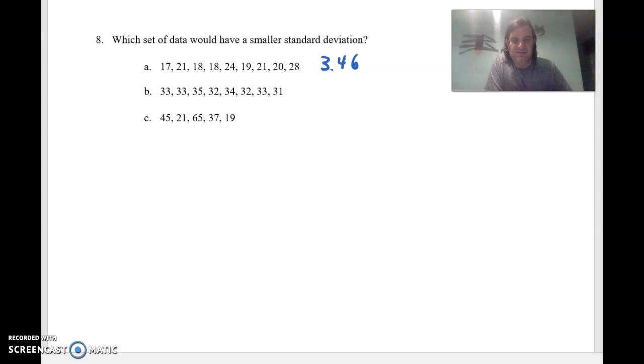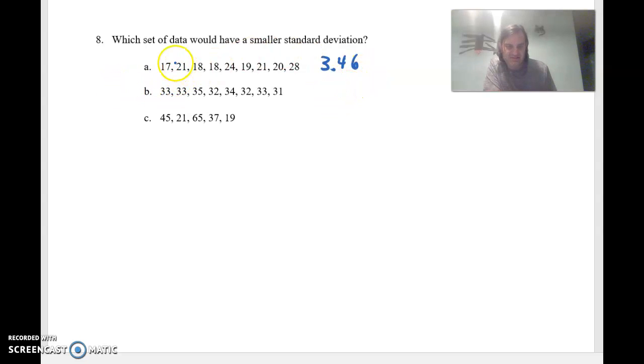Hey, it's Mr. Allred, and we've been talking about central tendencies, and we're going to do some more examples on standard deviation. So this one says, which set of data would have the smaller standard deviation? And there's three lists of data here. The first one was the example we did in the lecture, where we found the standard deviation to be 3.46.